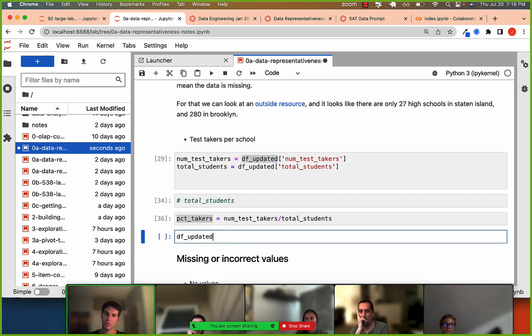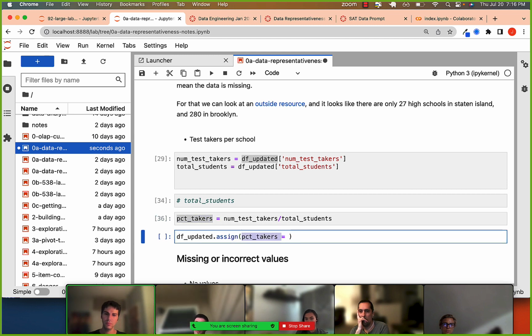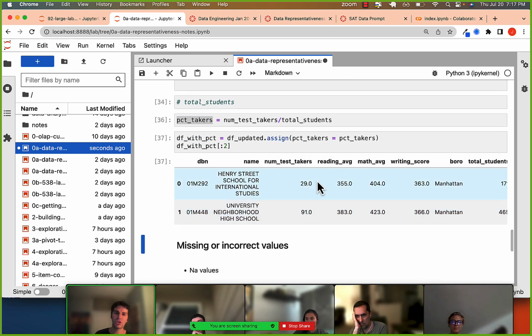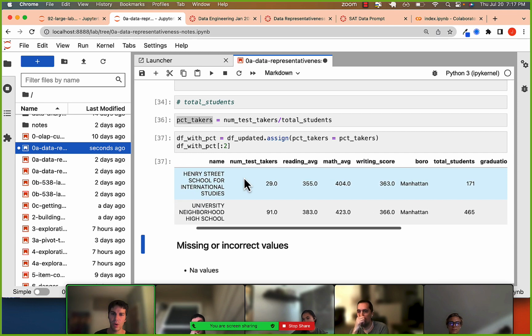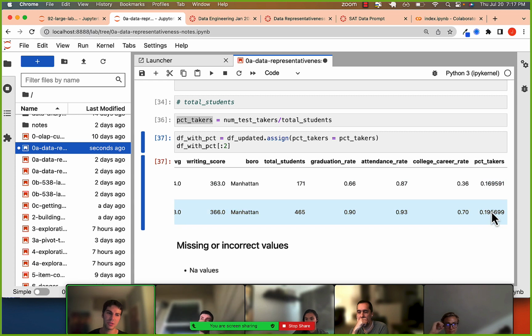All right, so that's what. Just add the percentage. We'll call this DF with percent. And essentially the point is, okay, this school, maybe they did well, but only 17% took it.